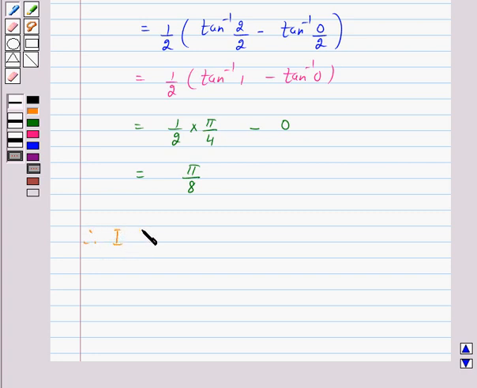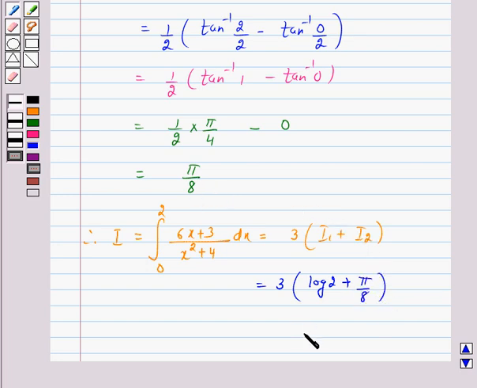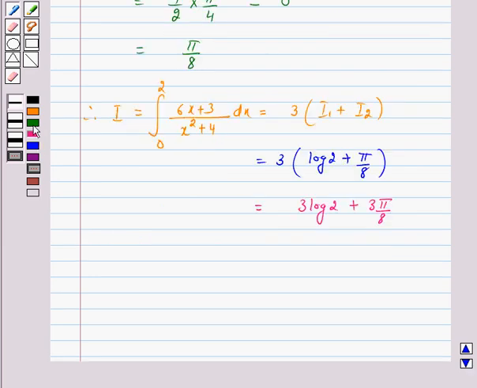Therefore, I, which is equal to integral from 0 to 2, (6x plus 3) upon (x square plus 4) dx, is equal to 3 into I1 plus I2, and this is equal to 3 into, now I1 is log 2 plus I2 is pi by 8. So this is equal to 3 log 2 plus 3 pi by 8. Hence the answer for the above question is 3 log 2 plus 3 pi by 8. I hope the solution is clear to you.